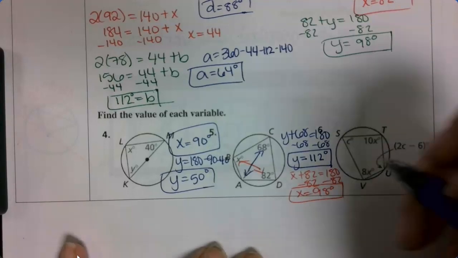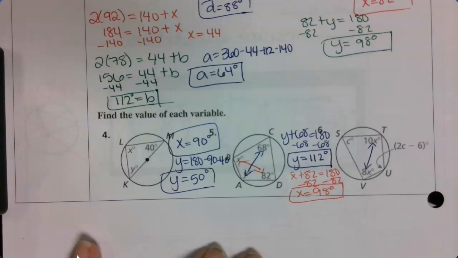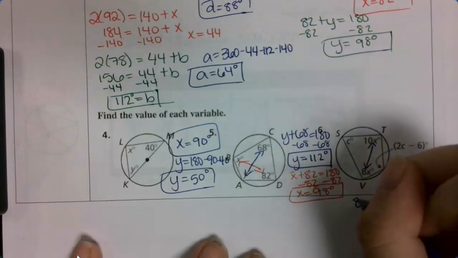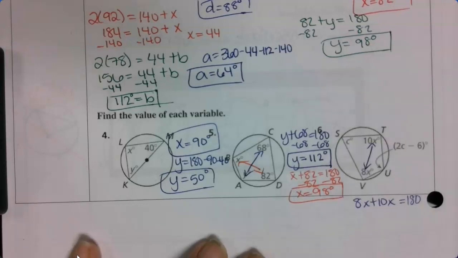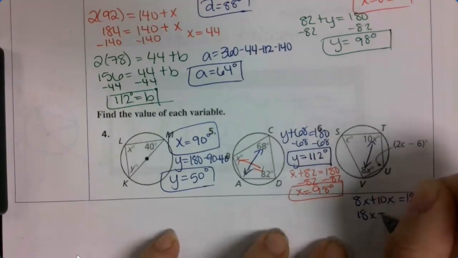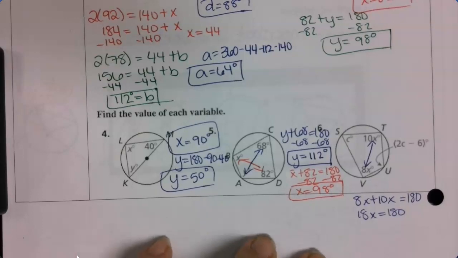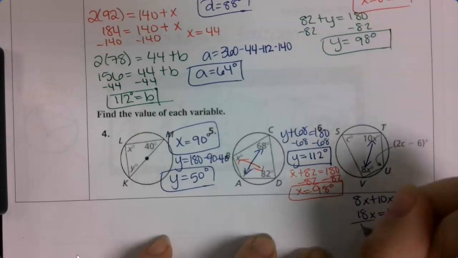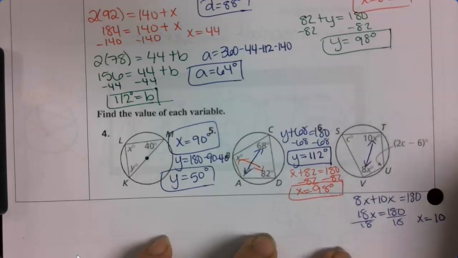Okay, and the same idea for number 6, even though I only have variables, I add the two angles across from each other, so 8x plus 10x. And this should equal 180. So that really gives me 18x equals 180. And then I divide both sides by 18. I get x equals 10.